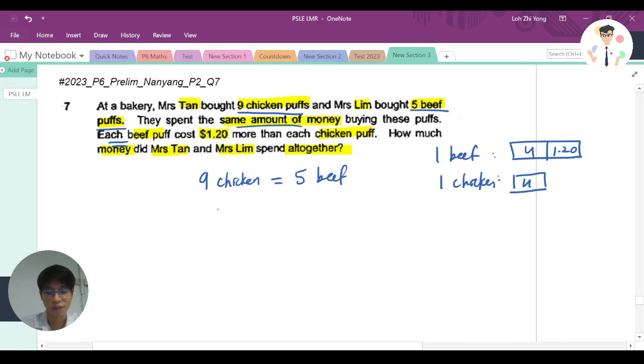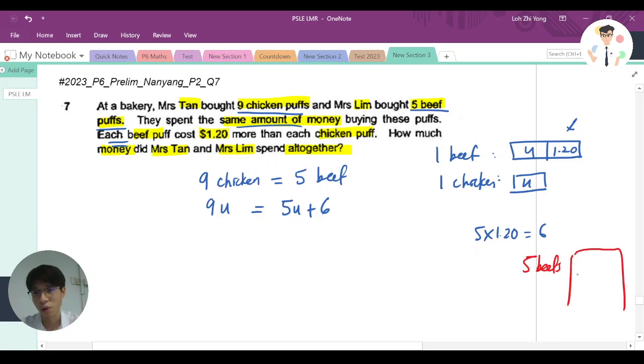It will be 9 units. 5 beef puffs means that I need to have 5 of this model. So I have 5 of this unit and 5 of this 120. 5 of the unit is 5U. 5 of this 120 is 5 times 120, so it's $6. Does it make sense? If you're still confused, if I have 5 beef, it basically means I have all this model 1, 2, 3, 4, 5.